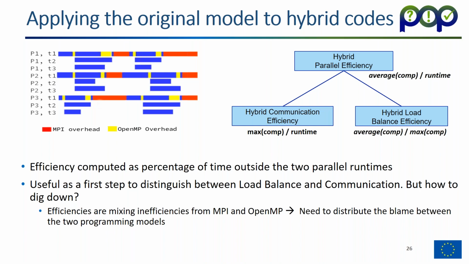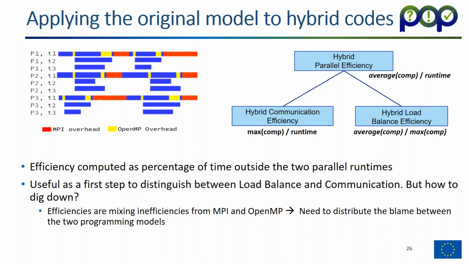So the only difference between the pure MPI version and the hybrid version is that in the hybrid versions, both MPI and OpenMP runtimes are considered the overhead. But as we are computing the metrics based on the computations, the idea is the same. There is a limitation if we limit the analysis to these three metrics.